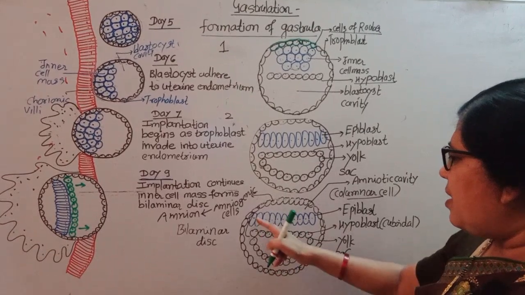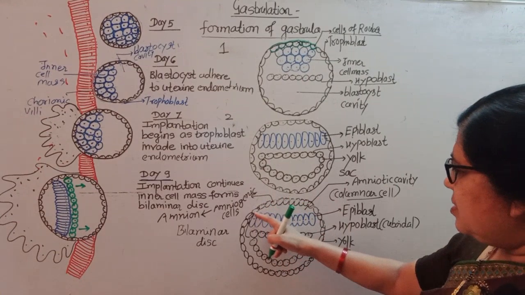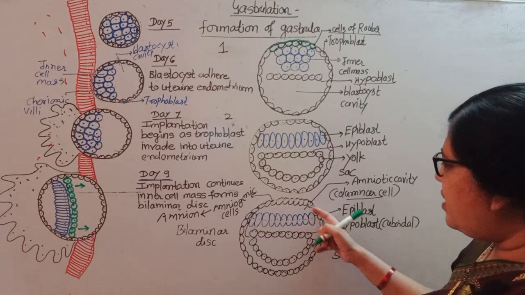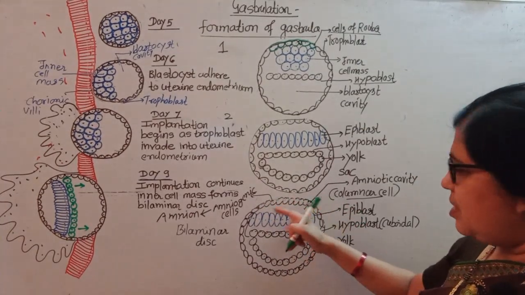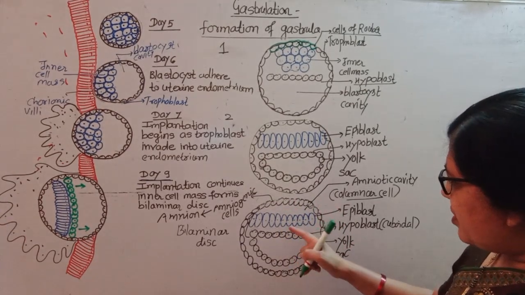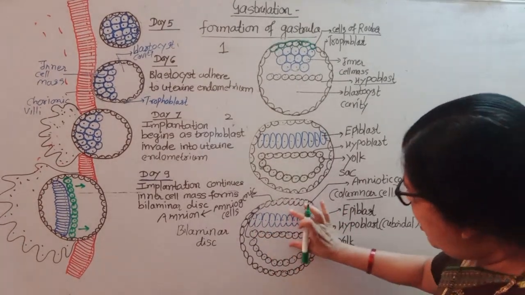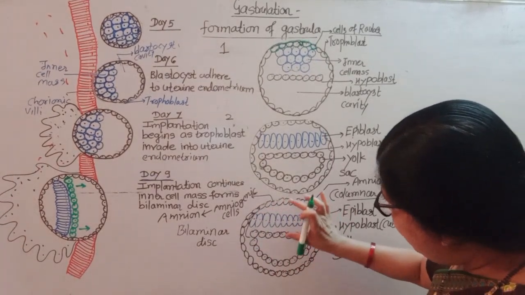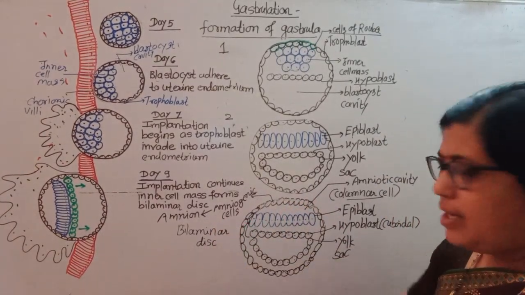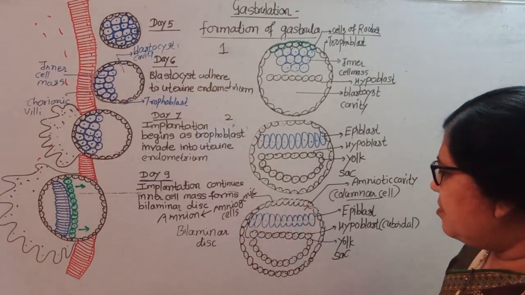Then cells of Rauber degenerate, and some trophoblast cells divide and redivide to take the place of the cells of Rauber. In this stage, see, this is epiblast, this is hypoblast. Epiblast and hypoblast together form a bilaminar disc. So this is bilaminar disc.